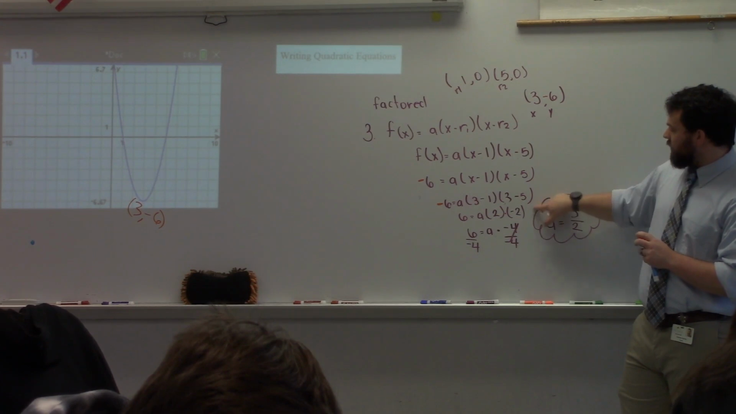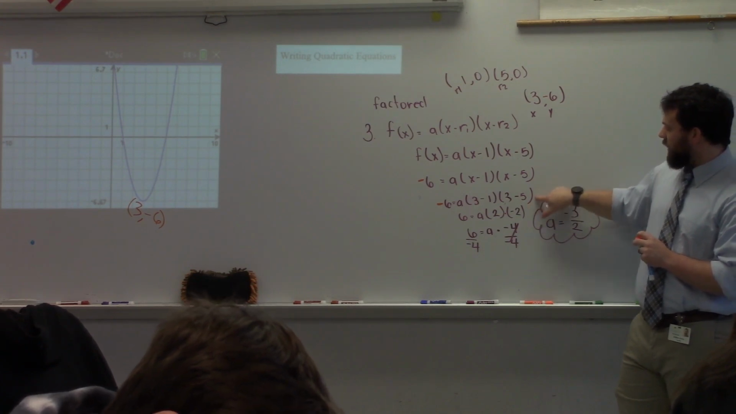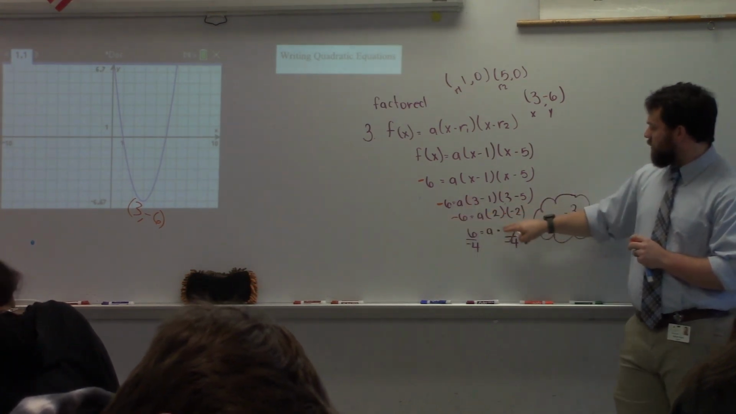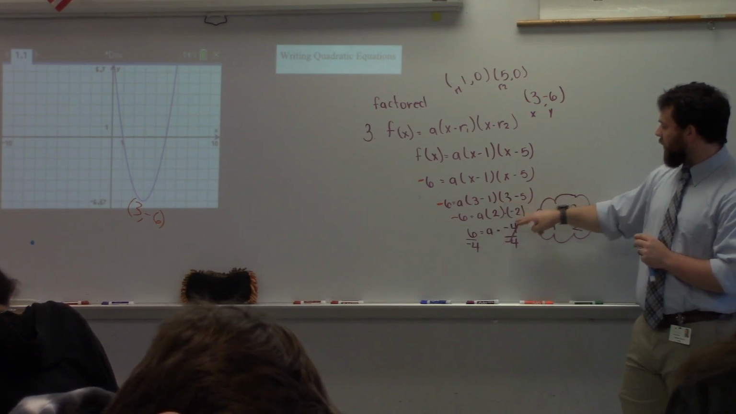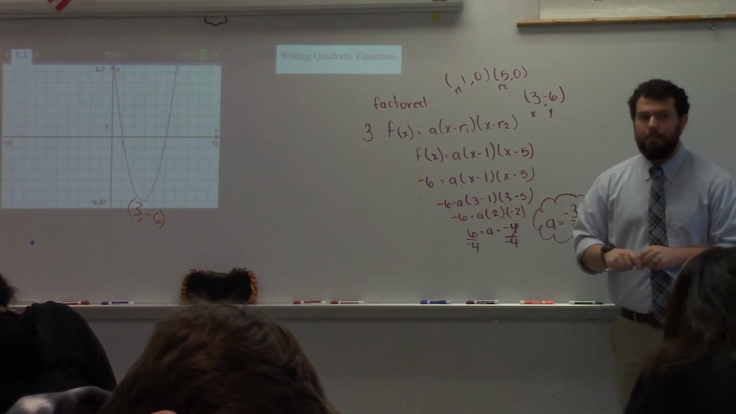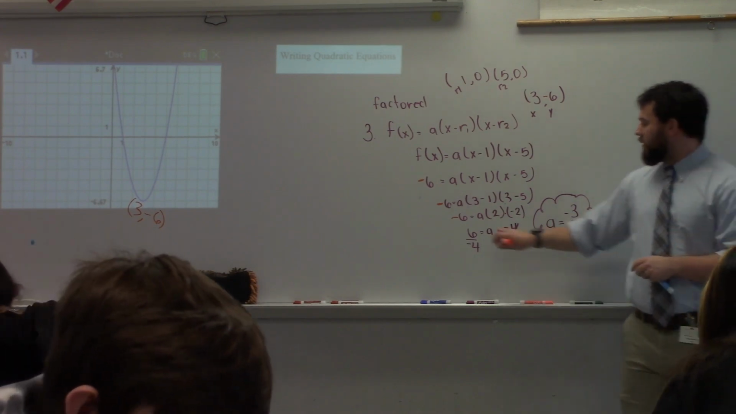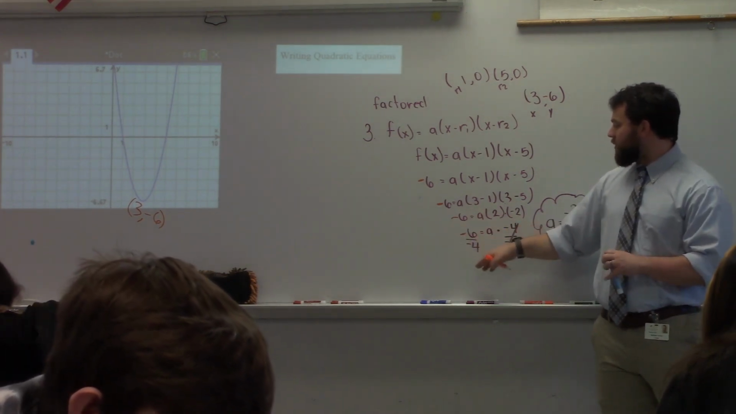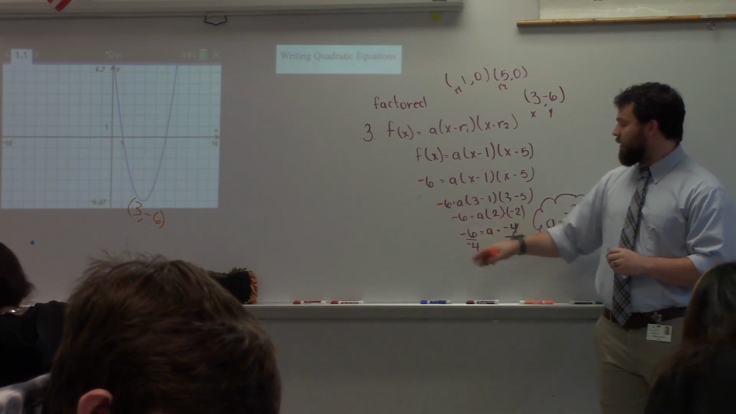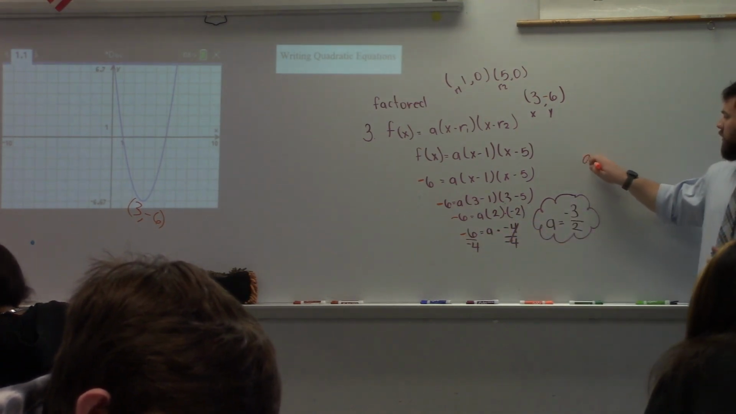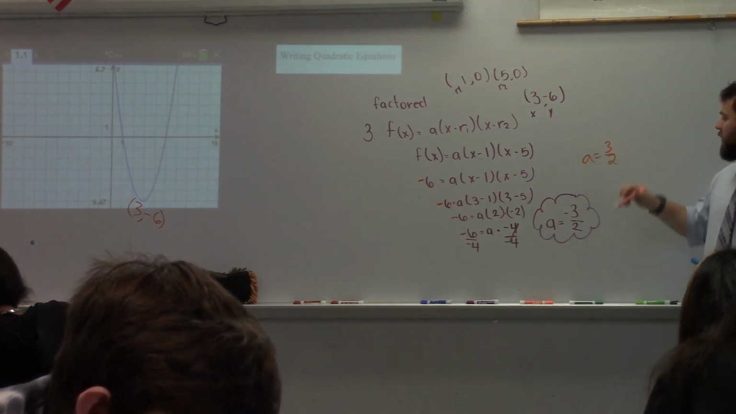Notice what is the first thing they're doing once they substitute their x and y in? 3 minus 1 became 2, 3 minus 5 became negative 2. They are what? Simplifying, right? Simplify and then use your inverses. Notice it makes a small difference right here. What is negative 6 divided by negative 4? Positive 3. Positive 3 halves.